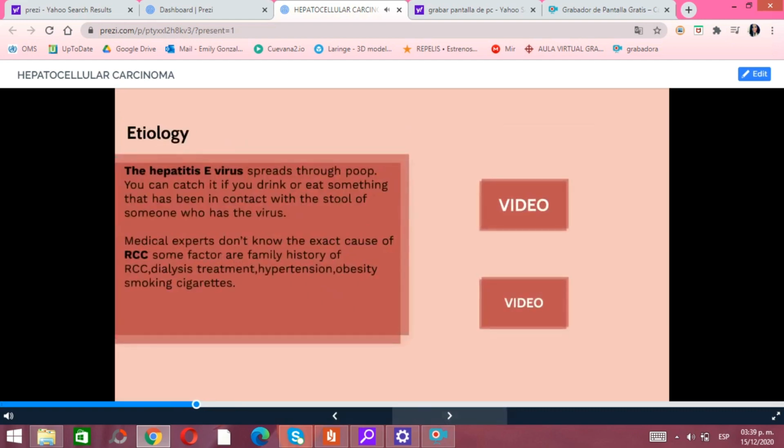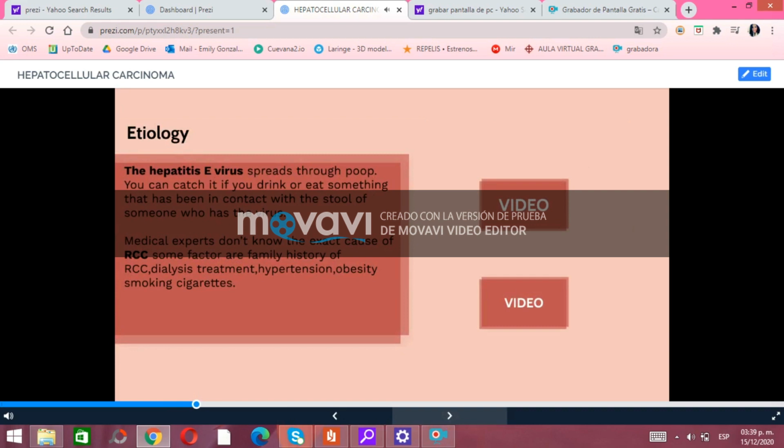Etiology: the hepatitis E virus spreads through poo. You can catch it if you drink or eat something that has been in contact with the stool of someone who has the virus.